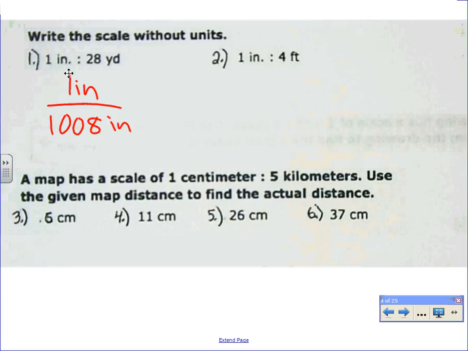David, what did you multiply 28 by to get to that? Okay, and you could also do how many inches are in a yard? Amberly? Good. So you could also just multiply by 36. Either way is fine. So you need to be familiar with how many inches are in a yard. Okay, number 2, Drew, what did you get?